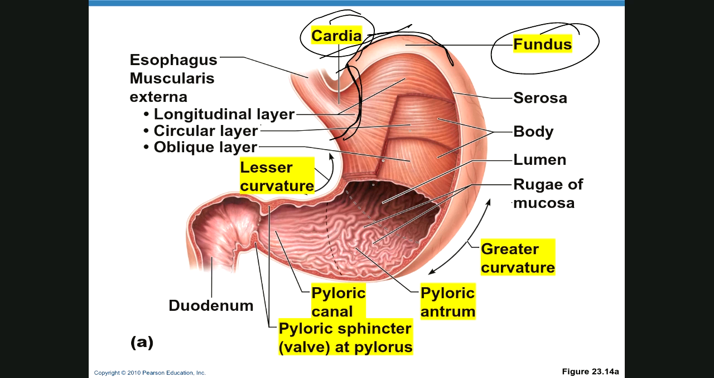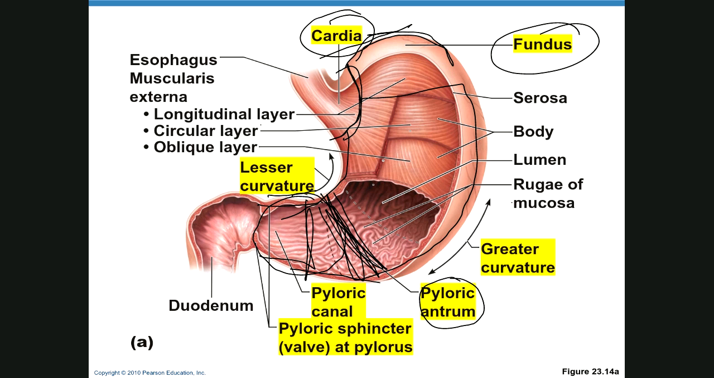Most of the stomach is the body, and then when the body begins to funnel, that becomes the pyloric area. The pyloric antrum will be the beginning part right there, followed by a pyloric canal as it narrows and becomes more of a canal. And then at the end is an actual sphincter, a complete sphincter called the pyloric sphincter, which is going to control the movement of the contents from the stomach into the small intestine.